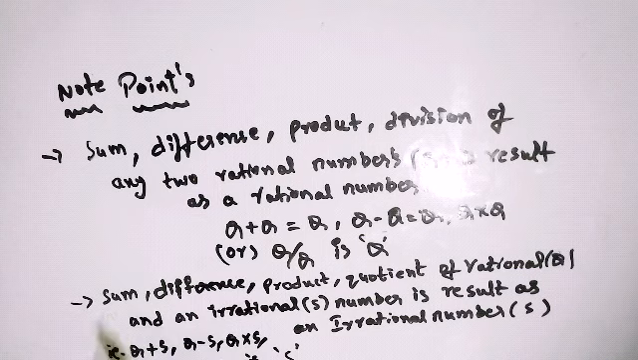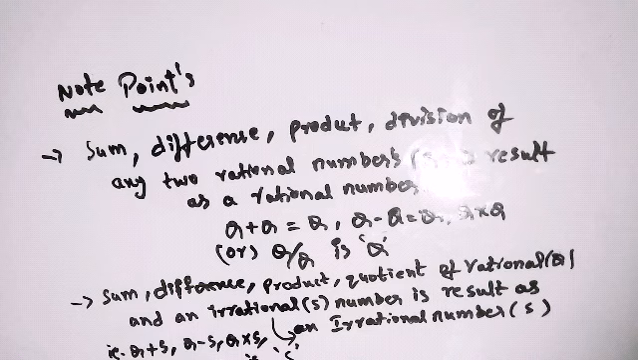A second note: we have a sum, difference, product or coefficient. Coefficient here is nothing but division only. A sum, difference, product, coefficient of one rational and one irrational number results in an irrational number. If both are rational numbers, the result will be rational.